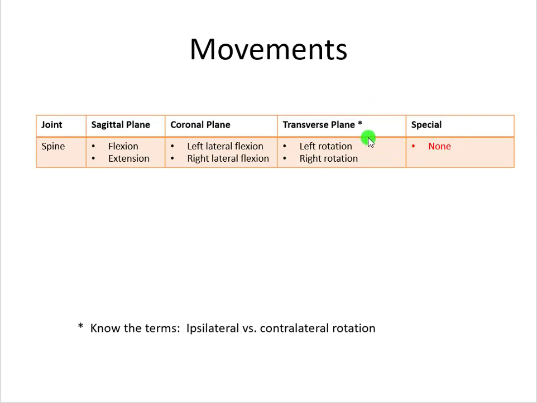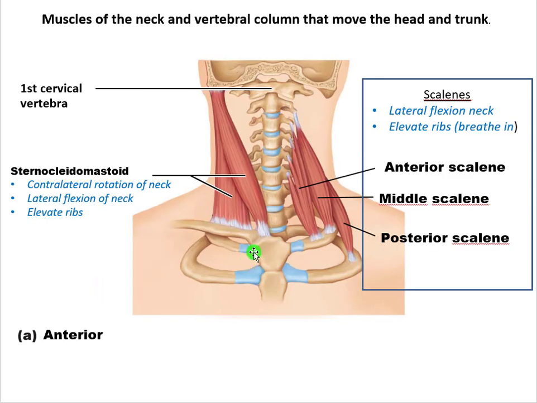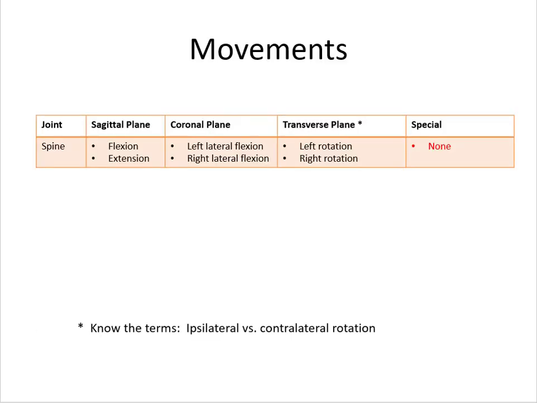So I put a little asterisk here, and that asterisk means know the terms ipsilateral and contralateral rotation. Ipsilateral means to the same side, and contralateral means to the opposite side. And what that means then is that if we took a muscle, let's look up here, and let's take this muscle, which is the sternocleidomastoid muscle, and I wrote here contralateral rotation of the neck. So what does that mean? Contralateral rotation, when I just told you it should be left to right rotation.